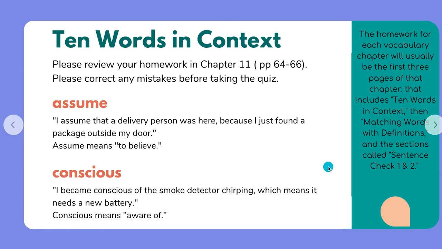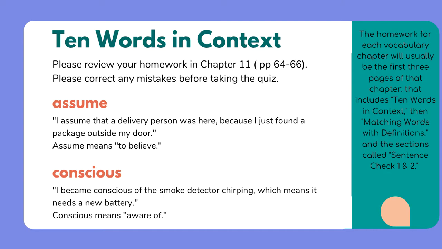Okay, so in the homework, you're going to notice that each chapter is pretty much set up the same way. I will usually assign the first 3 pages of the homework. That will include sections called 10 words in context, matching words with definitions, and then on the 3rd page, there's usually 2 sections called sentence check 1 and sentence check 2. So we'll start with the 10 words in context.